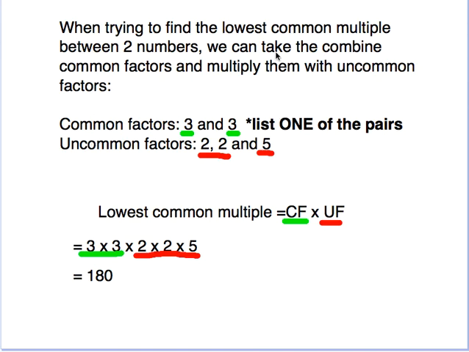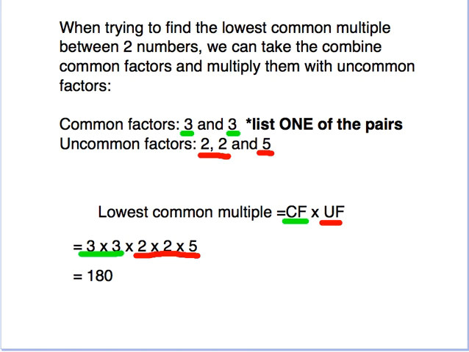So, when trying to find the lowest common multiple between two numbers, you can combine common factors and multiply them with uncommon factors. The common factors were 3 and 3, and you just have to list one of the pairs. So we had 2 common pairs. That means we're just going to list 1 for each pair, rather than listing it 4 times. And we multiply it by the uncommon ones, which were 2 2's and a 5. And what you would notice is that you would get 180.